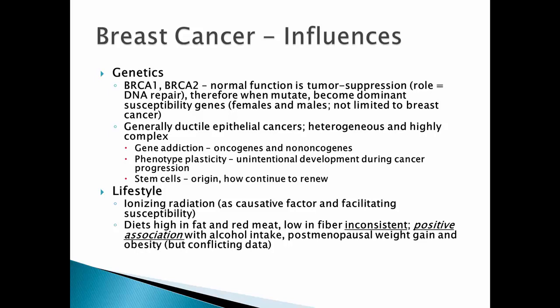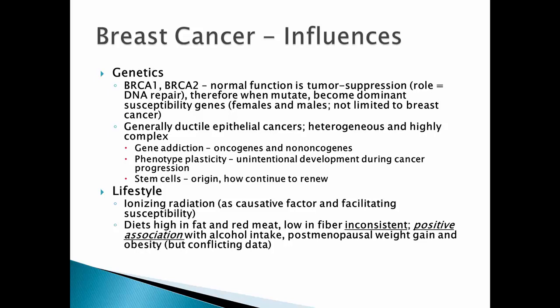When we think about lifestyle and the influence of lifestyle on the pathology of cancer, certainly one of the things, and we've talked about this before in cellular adaptation, is ionizing radiation. This is both a potential causative factor as well as a facilitating factor for the susceptibility of cancer. And then we also always want to take a look at diet and other lifestyle issues. So when we look at diet, the things that they've really been looked at are fats, red meats, and fiber. So initially we thought that diets that were high in fat, red meat, and low in fiber were carcinogenic. However, the data are very inconsistent.